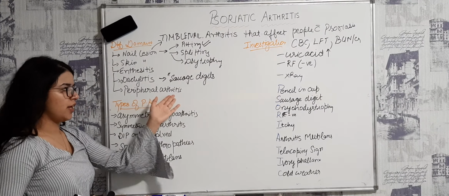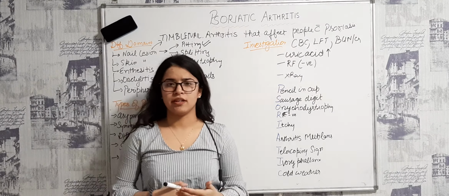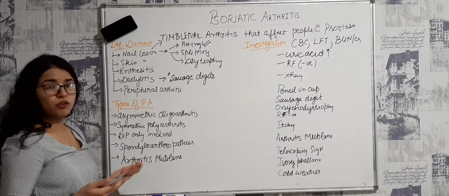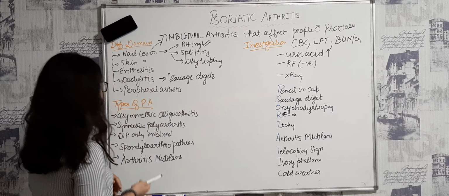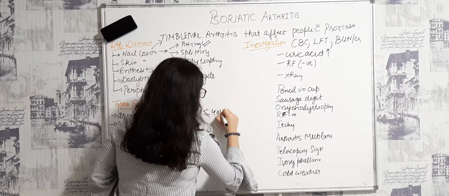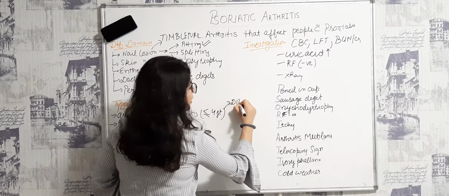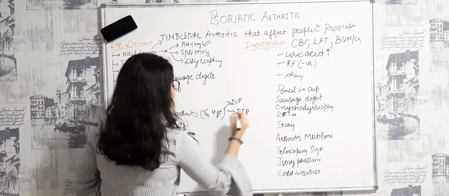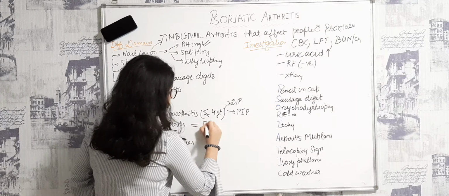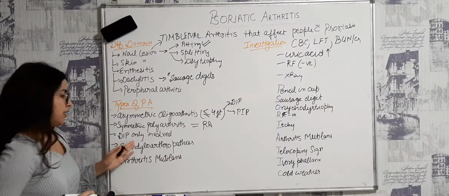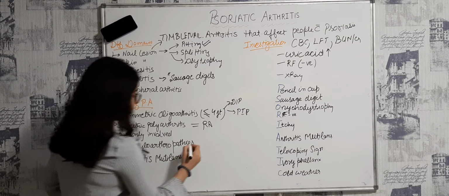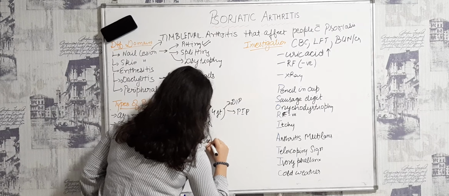And there is peripheral arthritis, meaning in psoriatic arthritis peripheral joints are more involved than the axial ones. There is a type of psoriatic arthritis that is asymmetric oligoarthritis, when less than or equal to 4 joints are involved. The joints mainly involved are the DIP and PIP joints. And symmetric polyarthritis, which is equivalent to rheumatoid arthritis. And DIP only involvement.